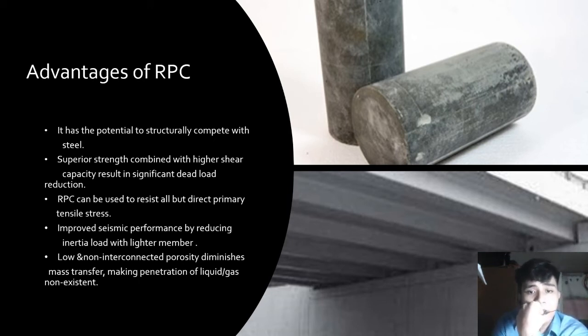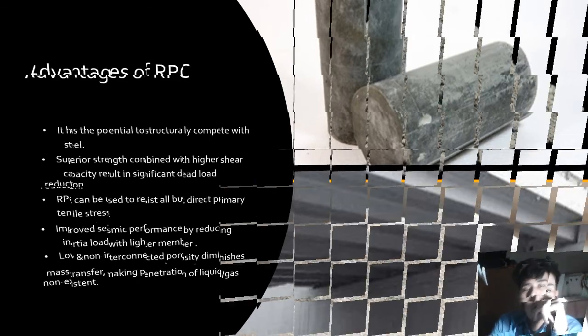Low non-interconnected porosity diminishes mass transfer, making penetration of liquid and gas non-existent. Our traditional concrete or our normal concrete, or what we call high performance concrete, still has permeability in terms of gas and liquid, while the reactive powder concrete is a non-permeable kind of concrete.